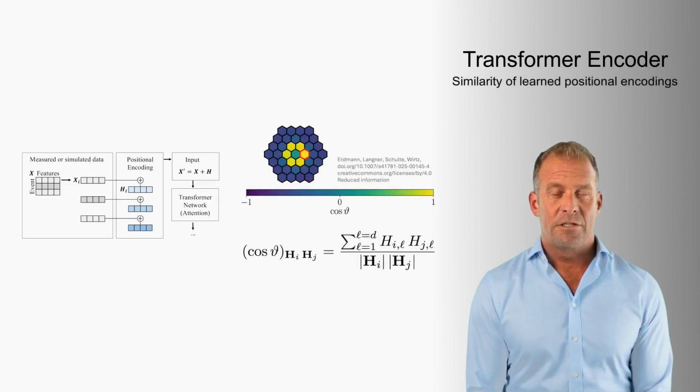This example shows positional encoding learned from a hexagonal sensor array. Each sensor produces a feature vector xi and receives a trainable positional encoding vector hi before entering the transformer. The similarity between encoding vectors is measured by the scalar product between the red-marked sensor Y and all other sensors J, resulting in the cosine of the angles between them. The yellow color reveals that sensors in the same hexagonal ring obtain similar encodings. The transformer has therefore learned the geometric symmetry of the detector directly from the training data.